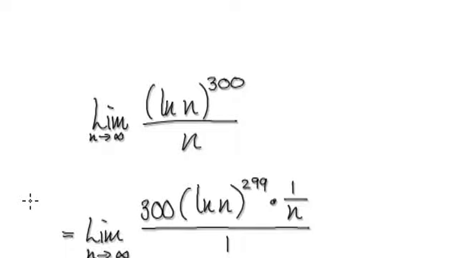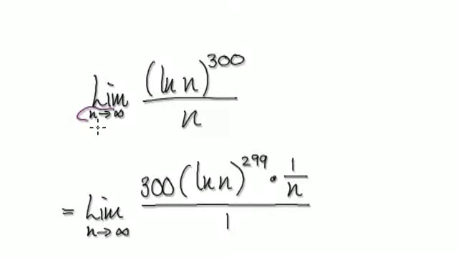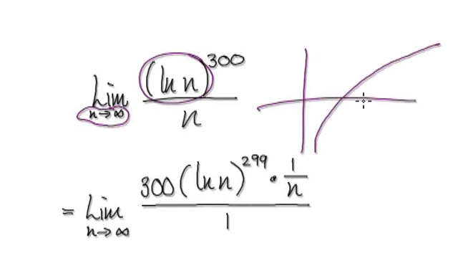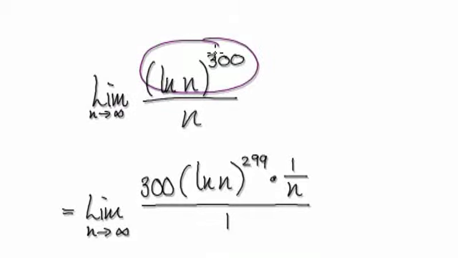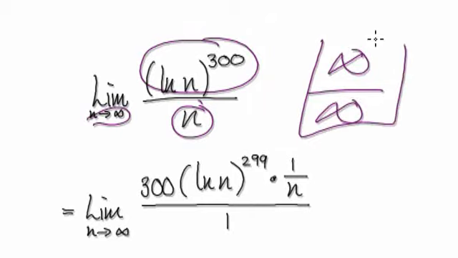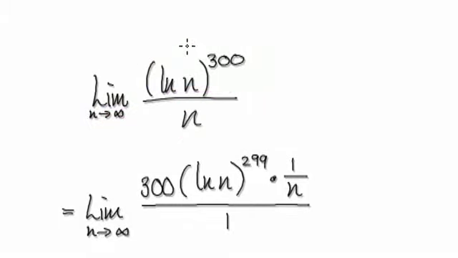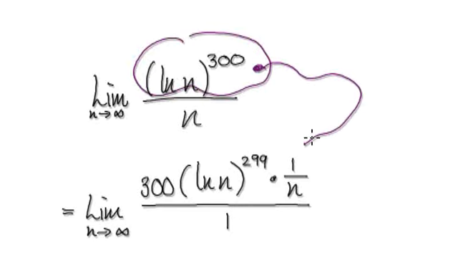Okay, so to do this, let's check it. As n tends to infinity, natural log looks like this. The natural log, this bit here, will just keep on getting bigger and bigger and bigger. And when you power it, it's just going to get even bigger. So this thing here is heading towards infinity, and as n tends to infinity, this thing here is also heading towards infinity. You've got infinity over infinity, which is an indeterminate form, which means you can apply L'Hopital's rule.